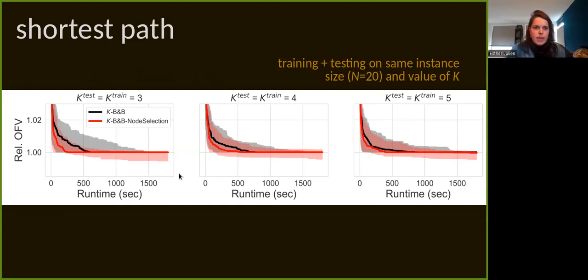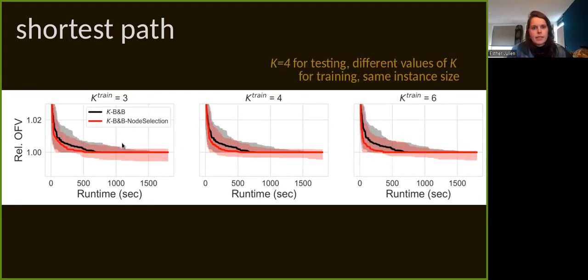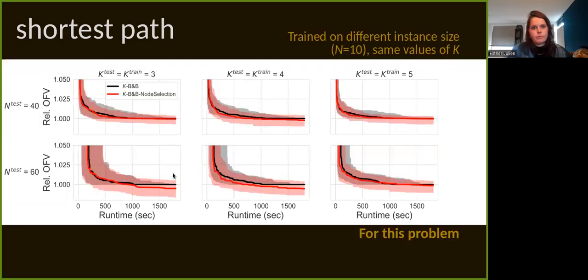And here we see similar results. So it drops down earlier, especially for k is equal to 3 in this case. And if we train on different values than we apply it to, we also get similar results as before. However, when you apply it to higher instance sizes, then the results are like random, or our methods are almost as good. So we don't really see a significant improvement there.